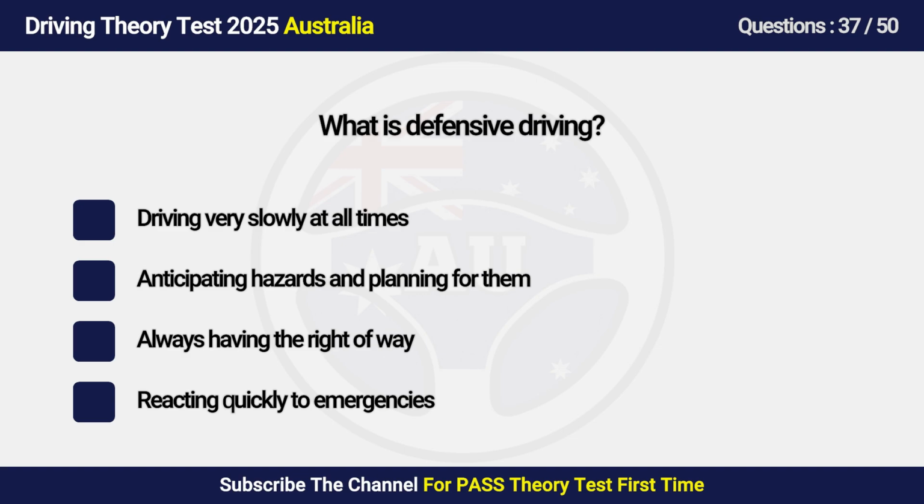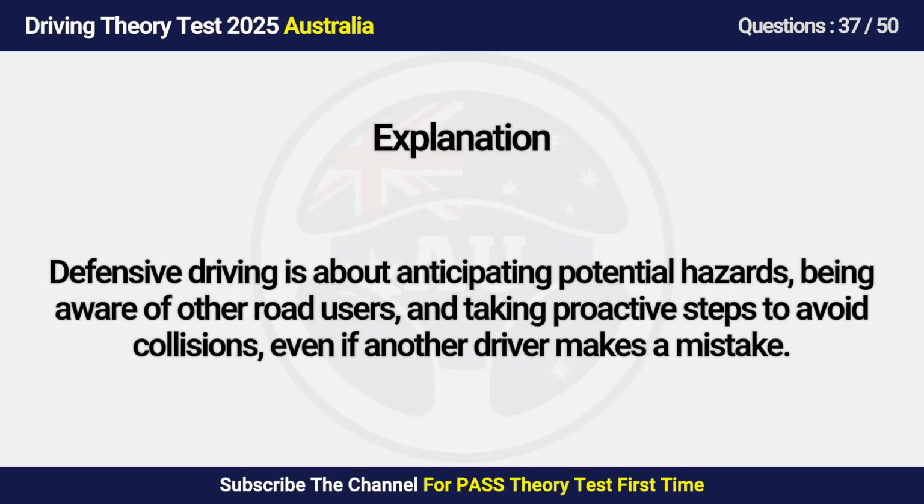Question 37. What is defensive driving? A. Driving very slowly at all times. B. Anticipating hazards and planning for them. C. Always having the right of way. D. Reacting quickly to hazards. Answer is B. Anticipating hazards and planning for them. Defensive driving is about anticipating potential hazards, being aware of other road users, and taking proactive steps to avoid collisions, even if another driver makes a mistake.